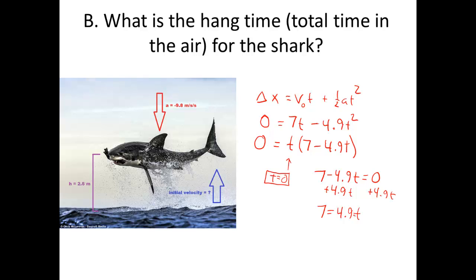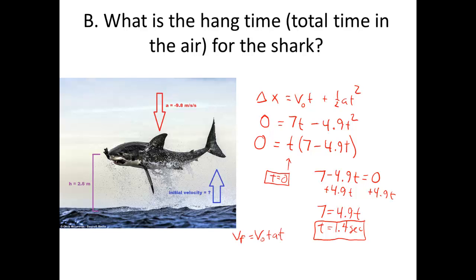If you divide both sides of the equation by 4.9, you will get a time value of 1.4 seconds. What this means is the shark at time t equals 0 was at a height of 0, and the shark came back to that same height and re-entered the water at t equals 1.4 seconds. Very briefly, I'll show you a second way to solve this problem, but there are actually more than just two ways. The other approach would have been to use the equation Vf equals the initial velocity plus acceleration times time.